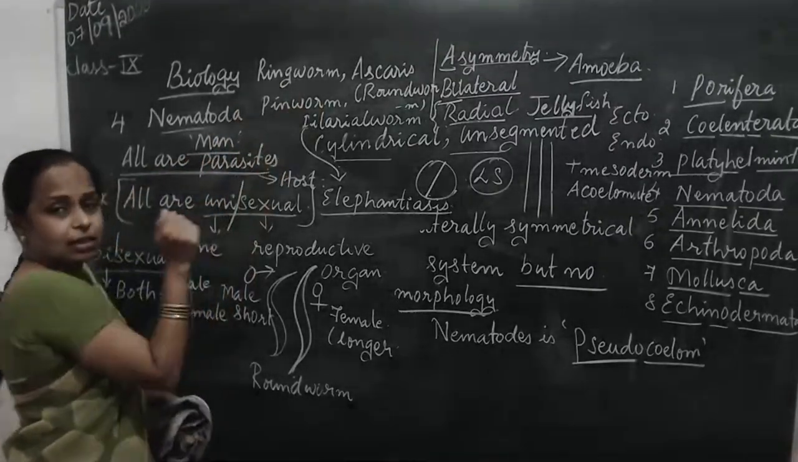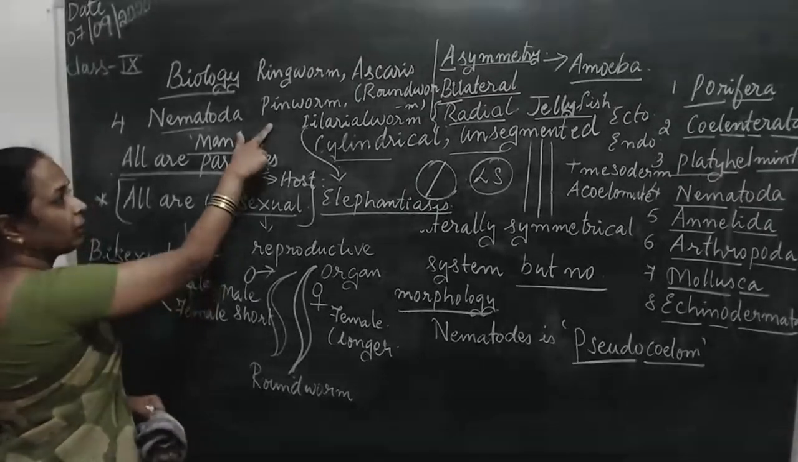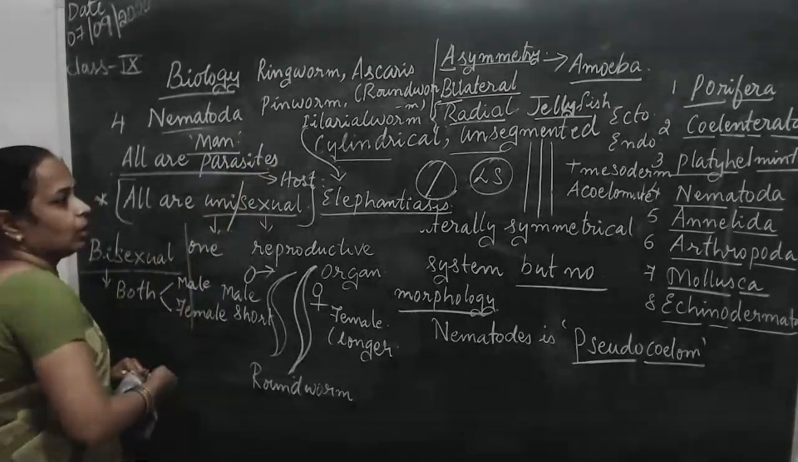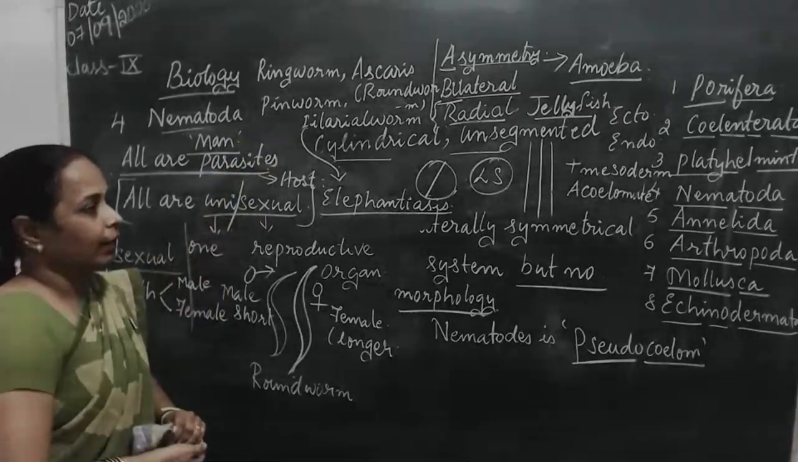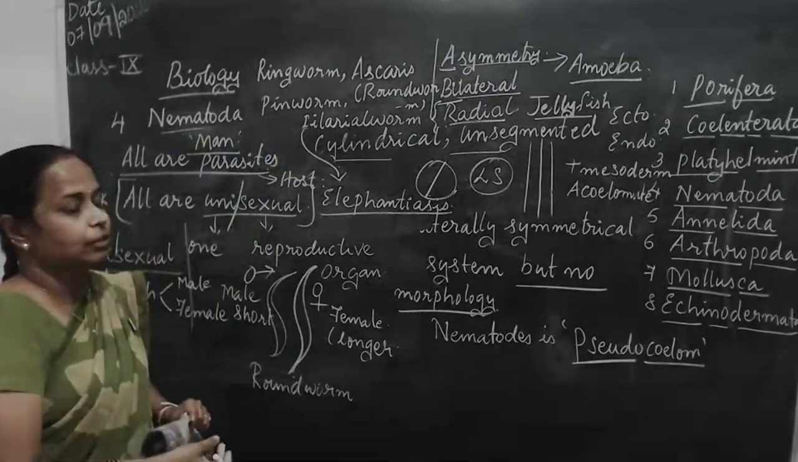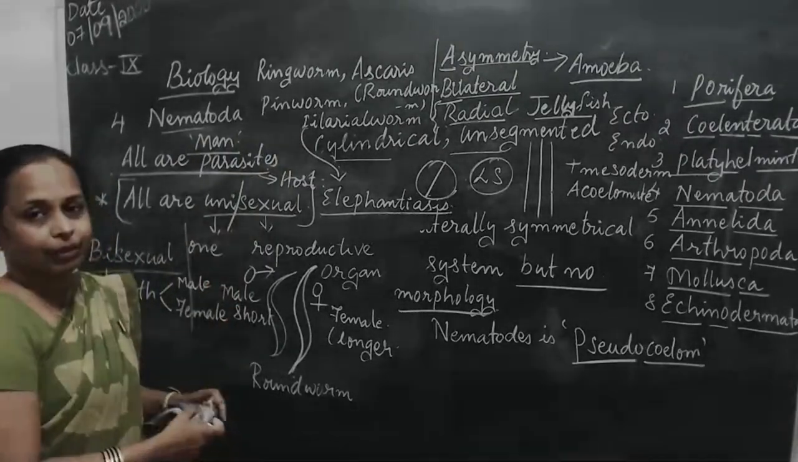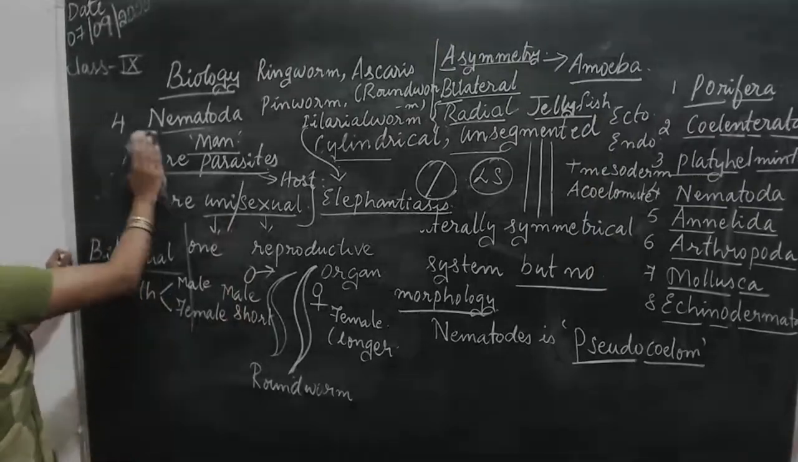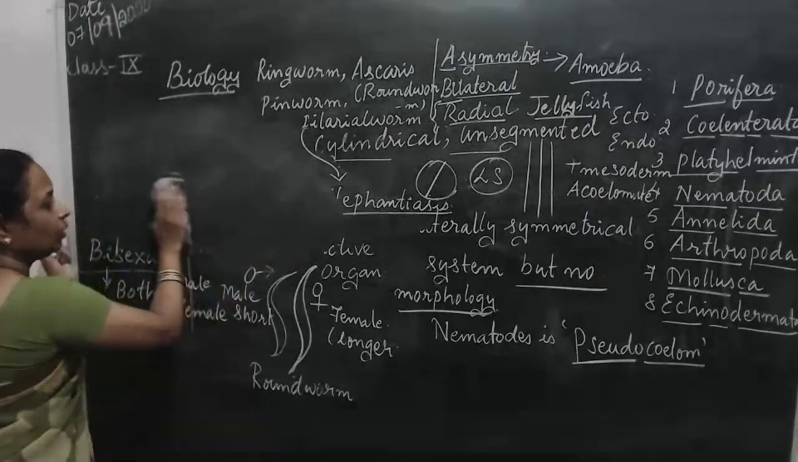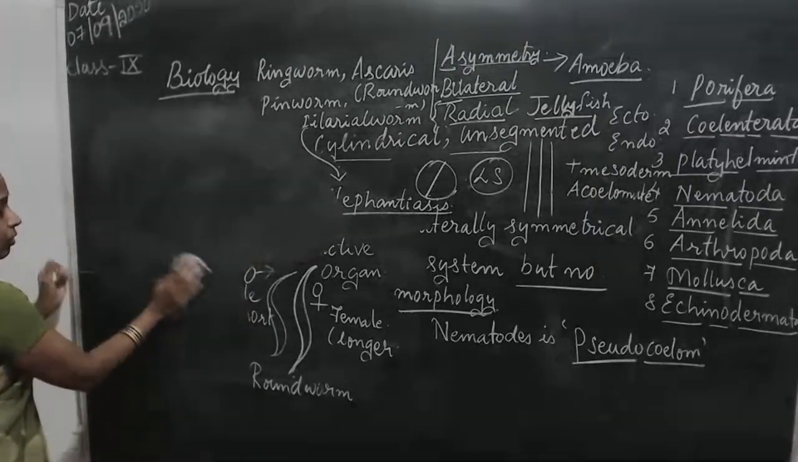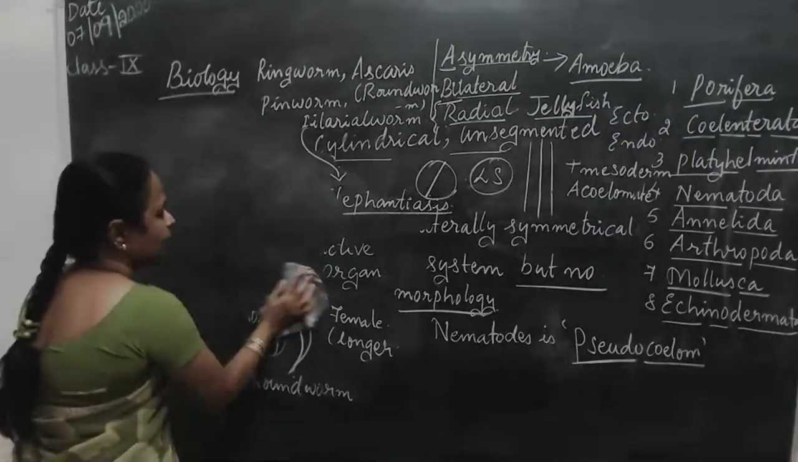Then four examples are given: Ascaris, also called roundworm, and pinworm. The only example ending with worm in the case of platyhelminthes was tapeworm, which belongs to phylum number 3. Not all names ending with worm are real worms, which means you cannot classify just by seeing the ending word.